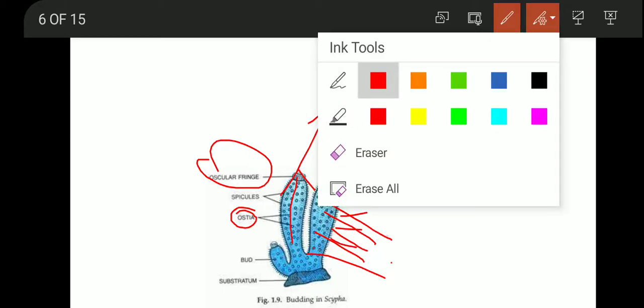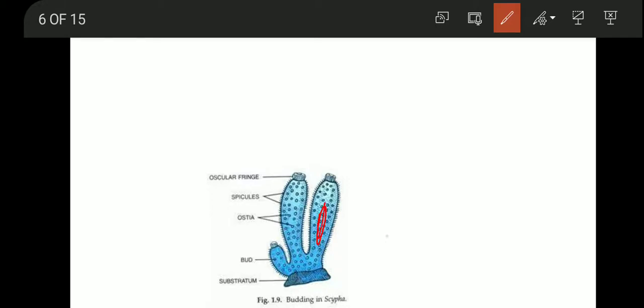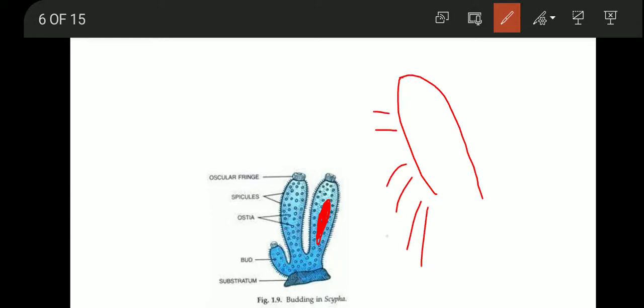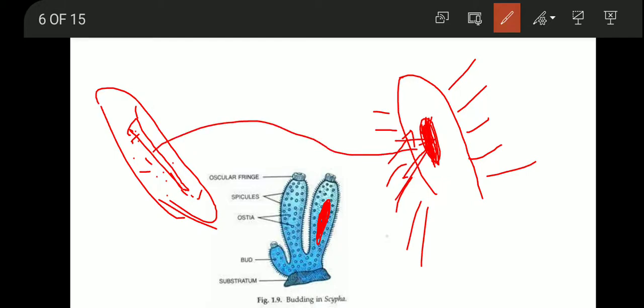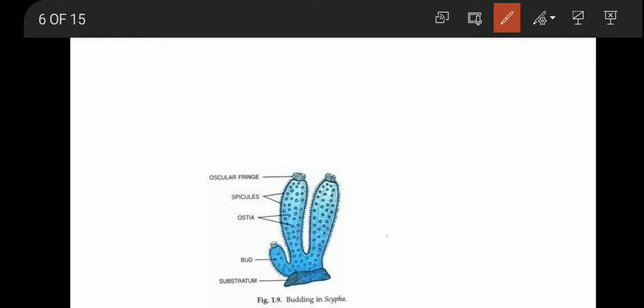And what is the spongocele? It is the cavity inside. Suppose it looks like this. Water enters through a pore, and inside this it is just 3D imagination. If you imagine, it will be clear. Inside the body there is a cavity called spongocele. Assume that this is our skin, and we have pores. Inside the skin, what do we have? Bones, is it not? The same here, bones refers to this cavity. It is called the spongocele.